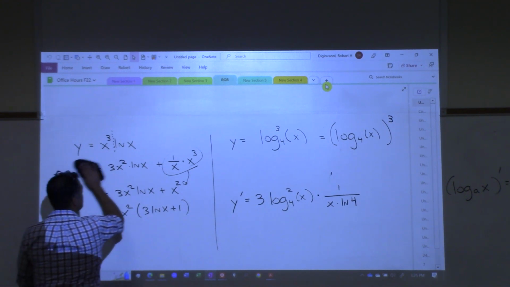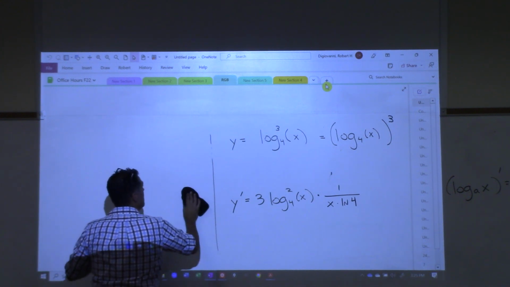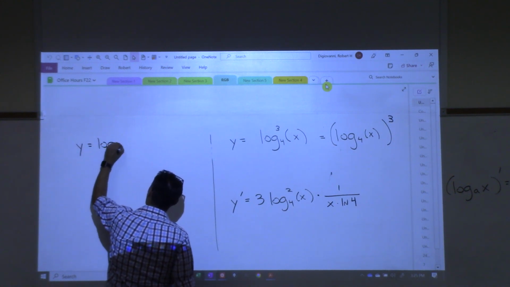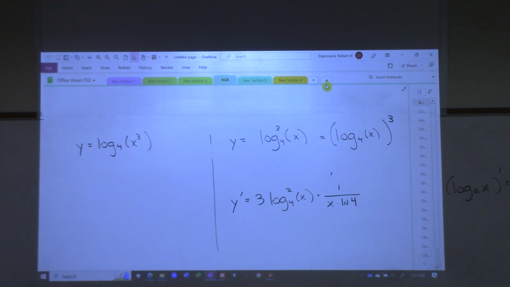All right, how about this one? Y is log base 4 of x cubed. Is that the same problem we just did? No. Why not? Because the cubed is on the x, right? Not on the entire logarithm?